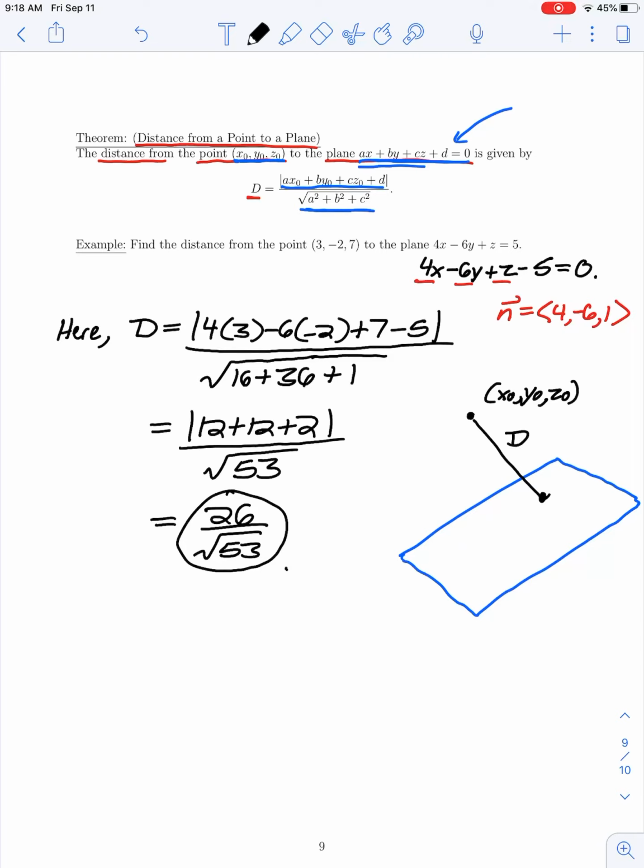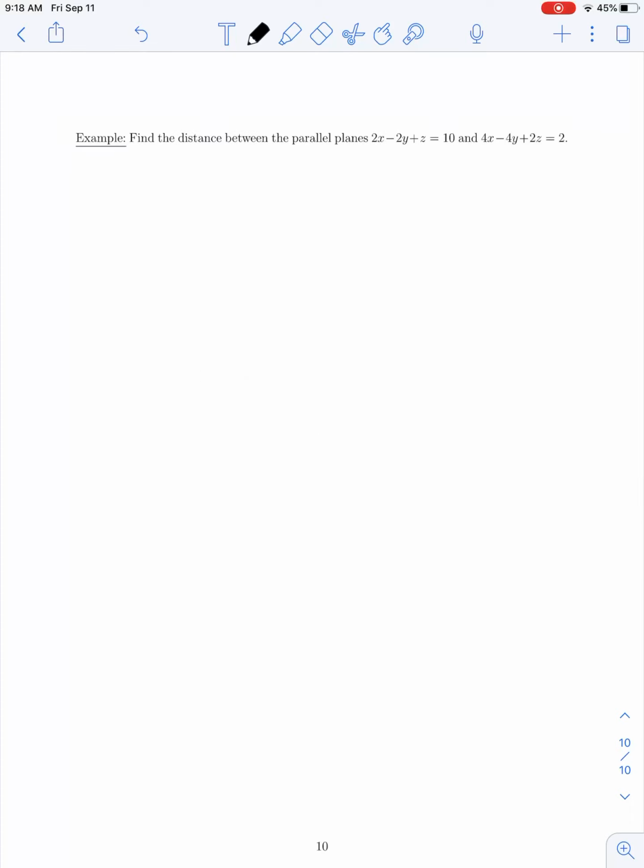Okay, so let's look at one last example. In this last problem, we're asked to find the distance between the parallel planes given here. So first, before we jump into this problem, let's just review how we might verify that these planes are parallel. So we could look at the normal vectors for these planes. So the normal vector for our first plane would be 2, -2, 1.